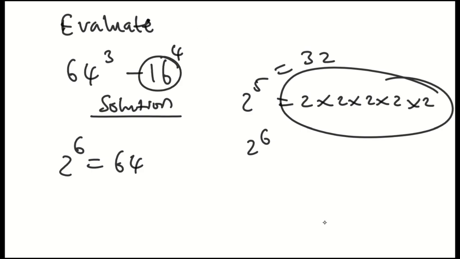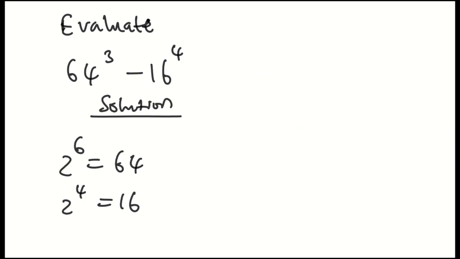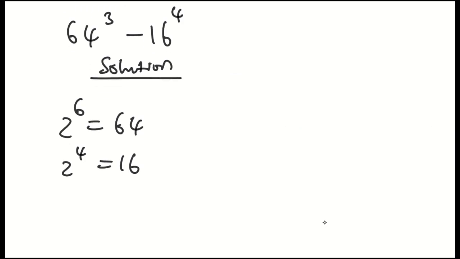Now, what about 16? I can write 16 as 2 raised to the power of 4. So 2 raised to the power of 4 is what? 16. Now that I know this, I'm going to replace 64 and 16 with 2 raised to the power of 6 and 2 raised to the power of 4 respectively. So let's do that. Now, this is going to be 2 raised to the power of 6. Remember, I'm just replacing 64 with 2 raised to the power of 6.